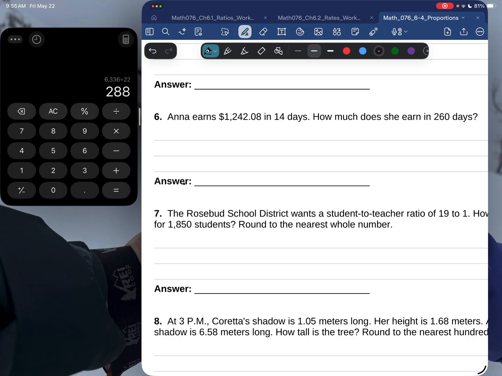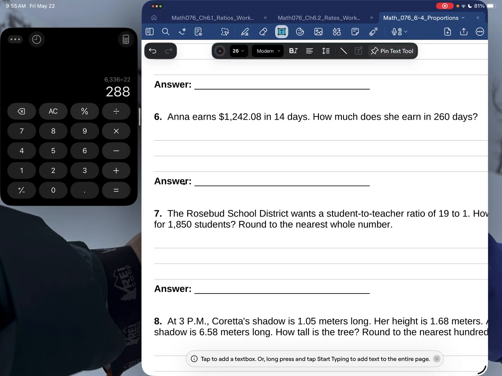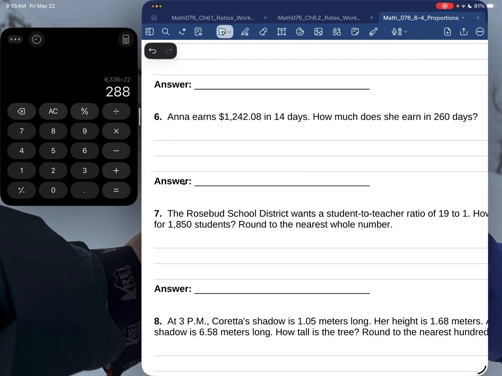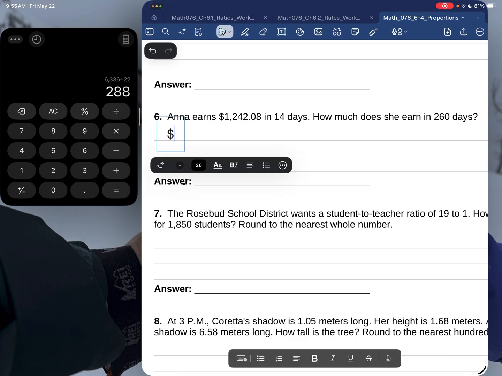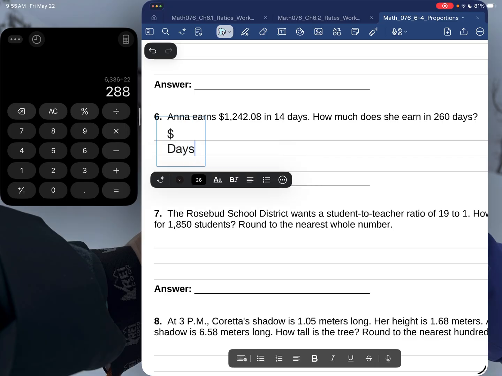Okay, same setup. Anna earns 1,200 and change in 14 days. How much does she earn in 260 days? Okay, I'm going to set up my ratio. I'm always putting dollars in the numerator. I'm just going to say dollars, and then over days.